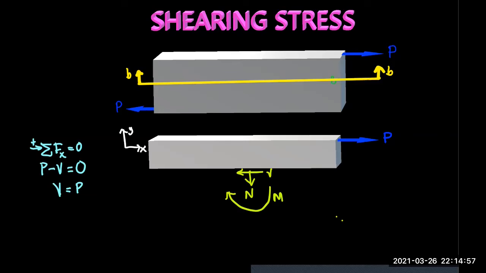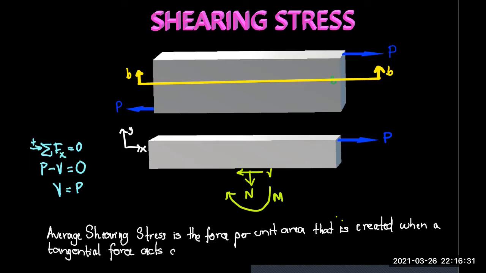Once we have explained the importance of analyzing the internal loads in a member, we can go ahead and introduce the definition of shearing stress. Average shearing stress is defined to be the force per unit area that is created when a tangential force acts on a surface. Furthermore, the shearing stress can be obtained by dividing the internal shearing force by the cross-sectional area.